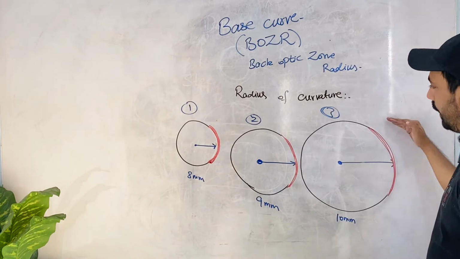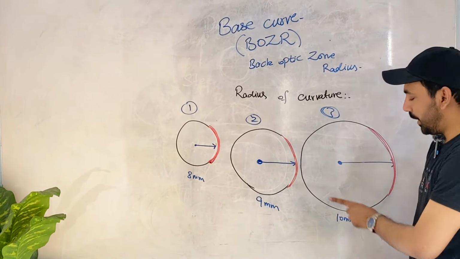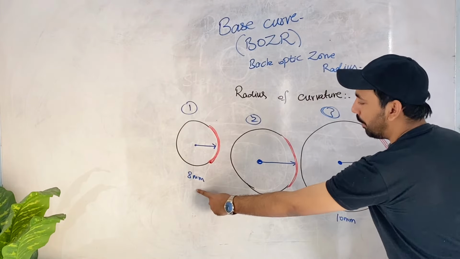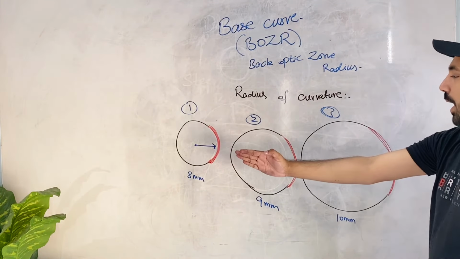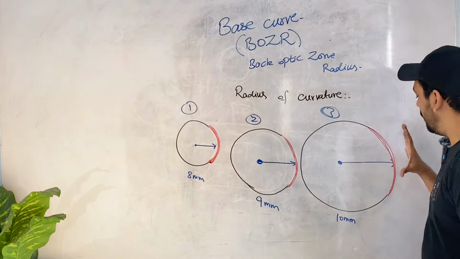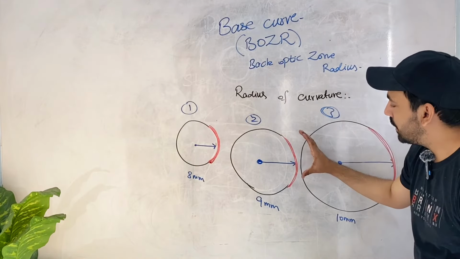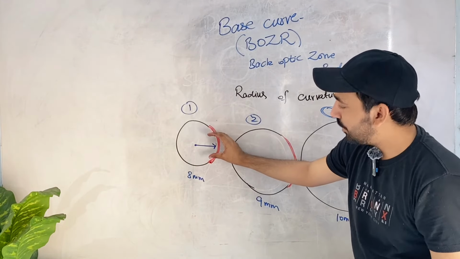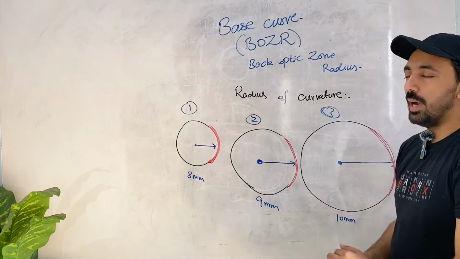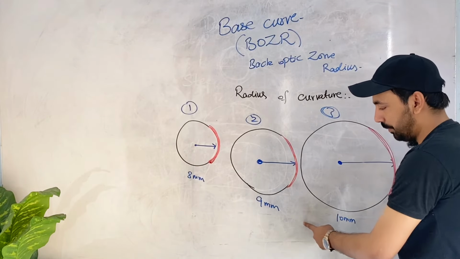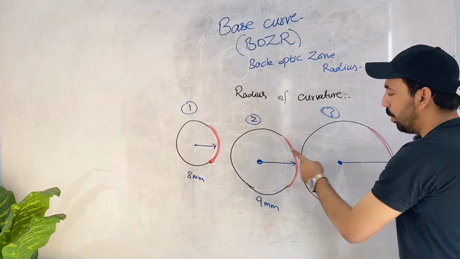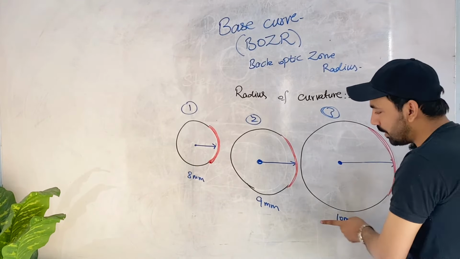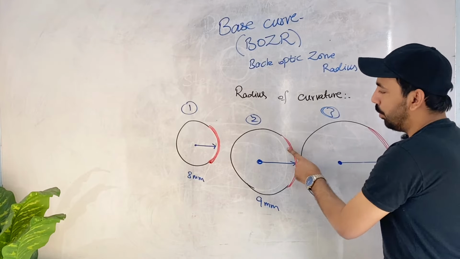And if we go from here to here, we are decreasing the base curve. You see 10, 9, and 8 mm. As we move to this side, decreasing the base curve, the lens is flat, less flat, and least flat. So we conclude that if we increase the base curve, the lens is getting more and more flatter. And if we decrease the base curve, the lens is getting more and more steeper.